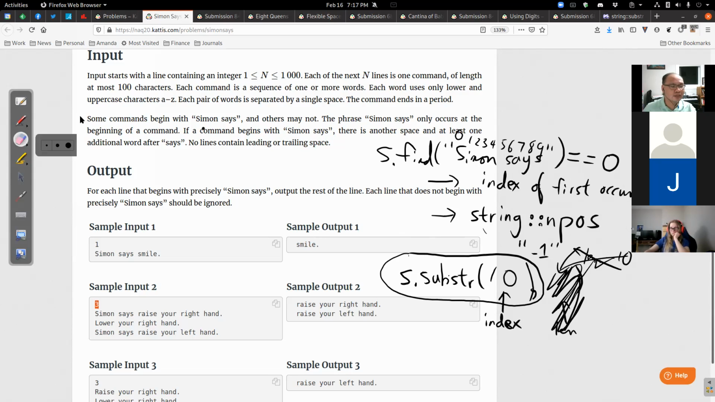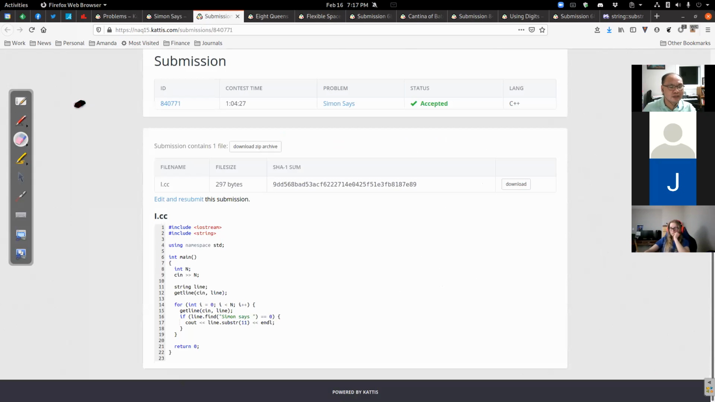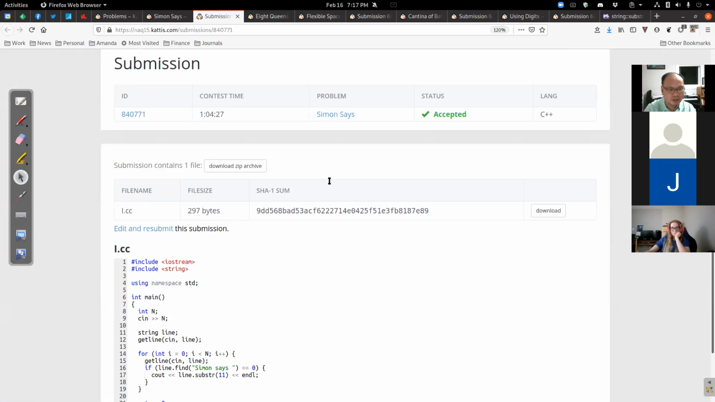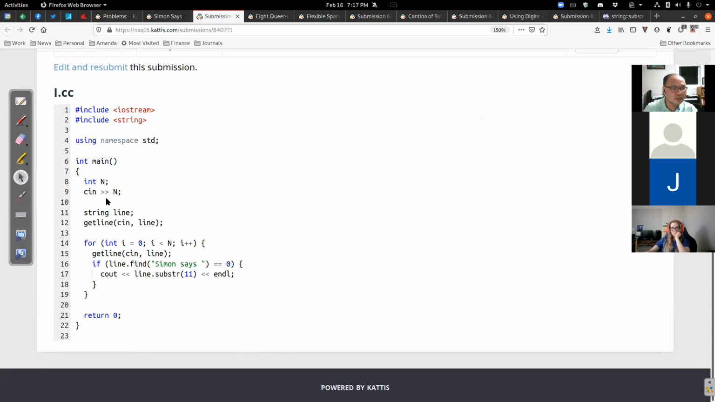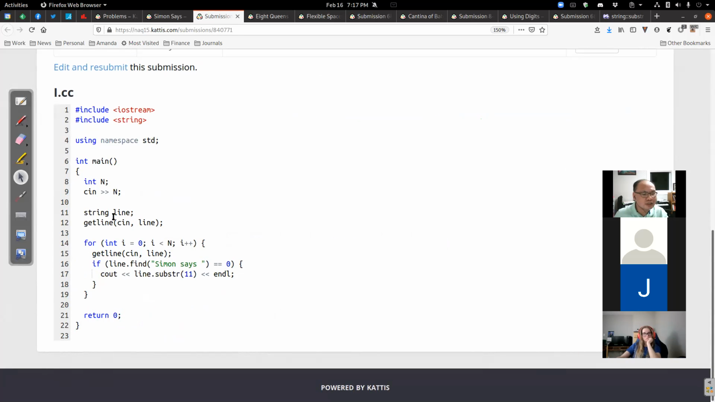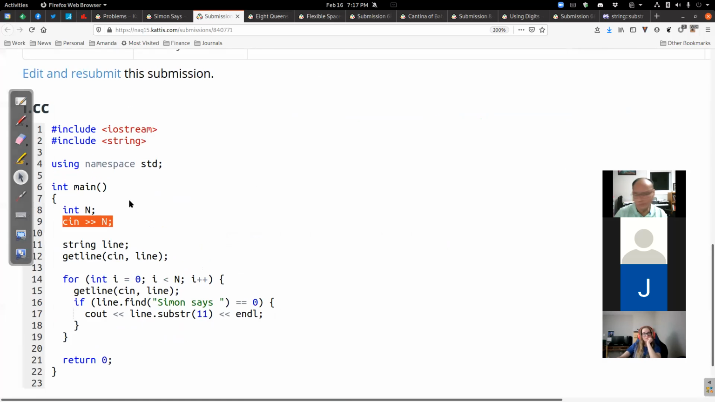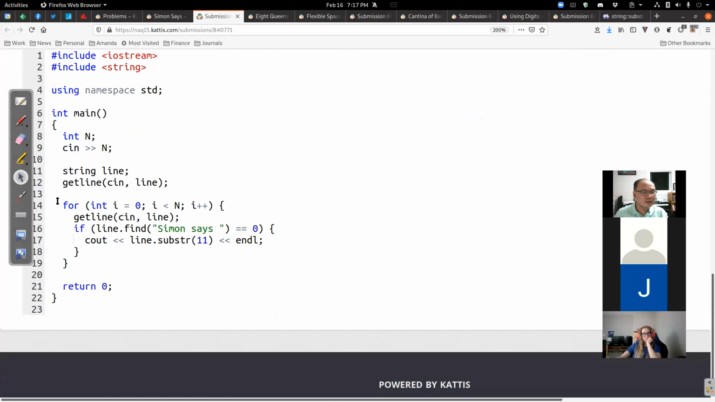Okay, maybe I'm spending a bit more time than I should on this problem, but anyway. Why do I use 11? Okay, let me see. Let me blow this up a bit. This is the solution that is accepted. Okay, so far this is pretty much what I told you. Read n, and let me blow it up a little bit more. Read n, then eat the line.